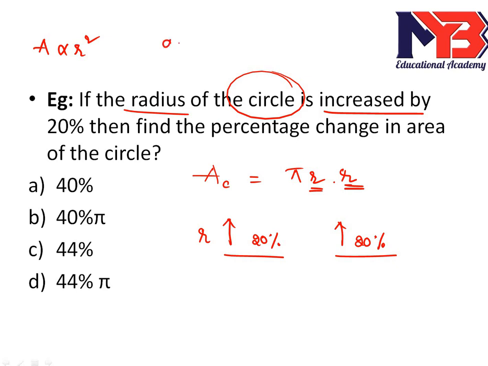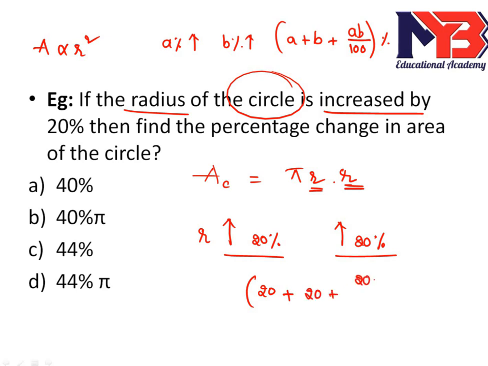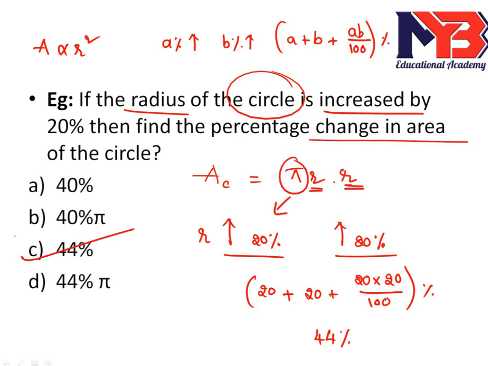As per the successive percentage formula, wherever you have an A percentage increase and a B percentage increase successively, the overall increase will be given as A plus B plus AB by 100 percent. If it is increased by 20% two times, the overall increase will be 20 plus 20 plus 20 into 20 divided by 100. That gives a result of 44%. There is no effect of pi, you can keep it aside. So the percentage change in area of the figure will be equal to 44%. You can mark your answer choice as option C.